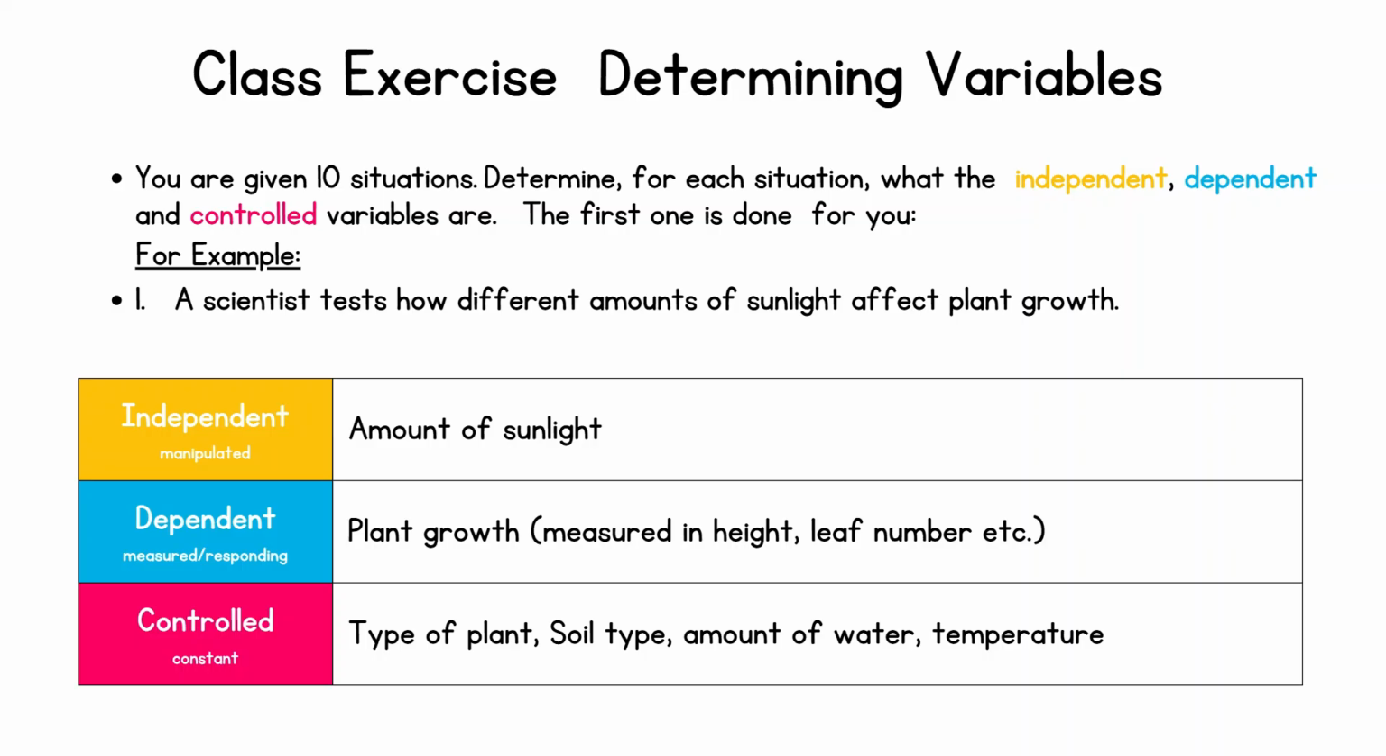Okay, so let's try some exercises now. You are given 10 situations. Determine for each situation what the independent, dependent, and control variables are. The first one is done for you.